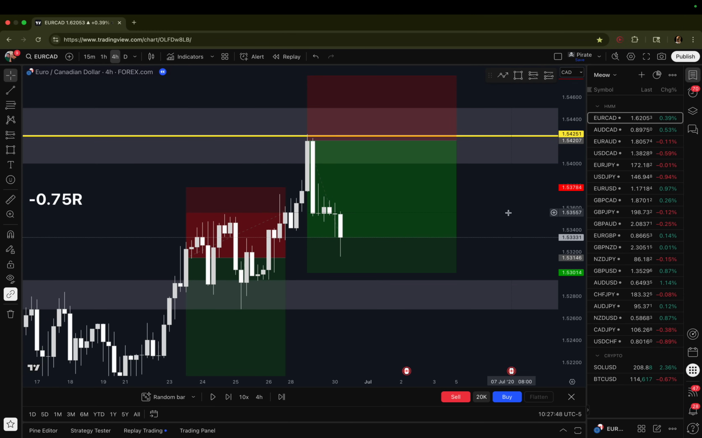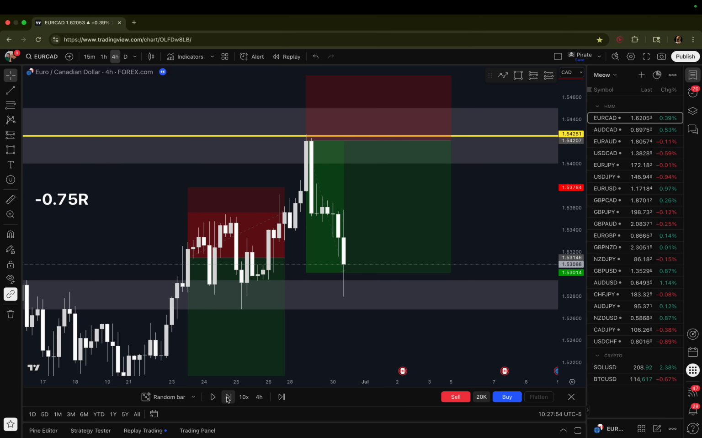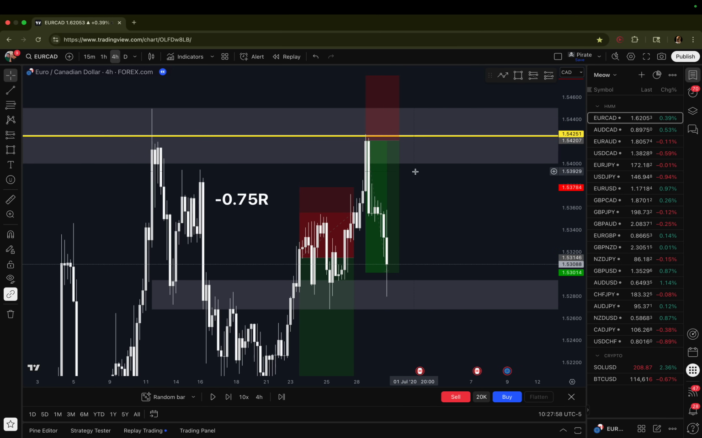So we're not going to do anything. I'm going to keep the same stop, same everything. I'm not going to close any portion of it. I'll play it candle by candle. So in this case, price comes down and it hits the profit target.